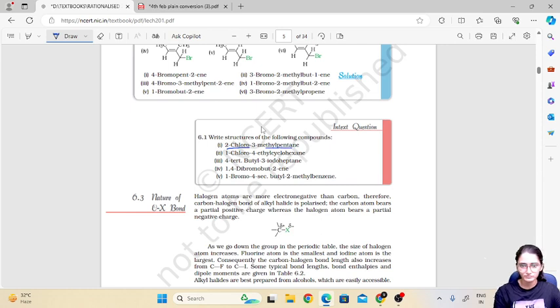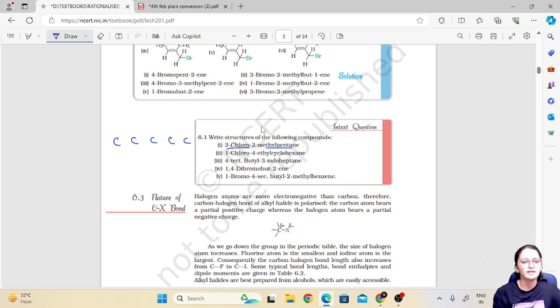See, 2-chloro-3-methyl pentane. First thing you will do is just observe the name, that is the suffix through which the name ends. So pentane is the suffix. So pentane means how many carbons? 5 carbons. So that you have to do first. So how many carbons we have to draw? 5. 1, 2, 3, 4, 5. Pentane.